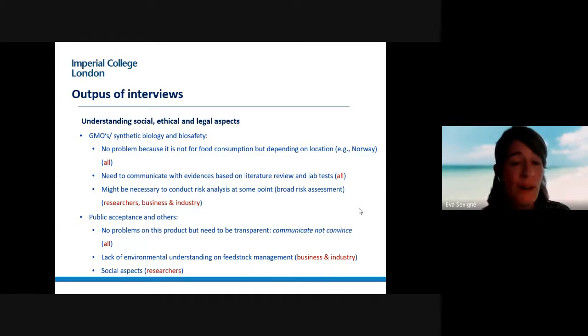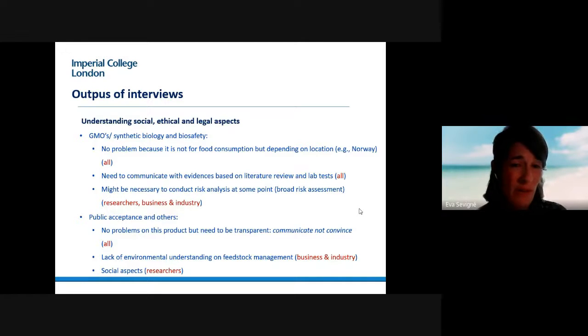But we were surprised because they have no concerns about us producing these bacteria, modifying them and creating these bacteria, because they believe this is not going to affect them, because these products, these beauty esters, are not for food consumption. But we saw some differences in this answer depending on where the stakeholder was located.